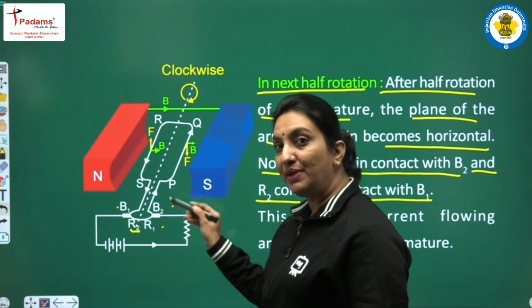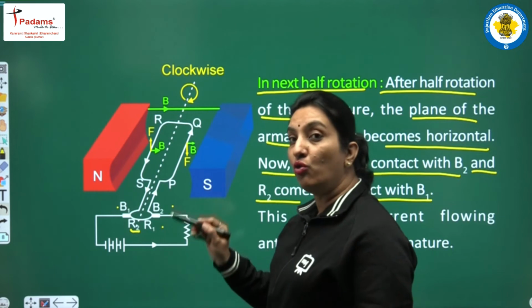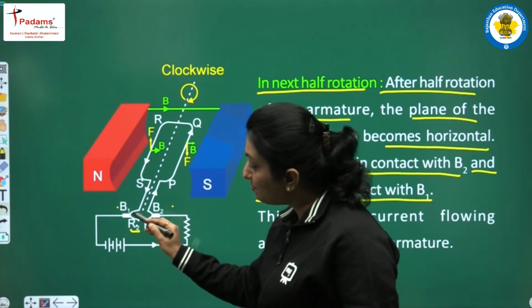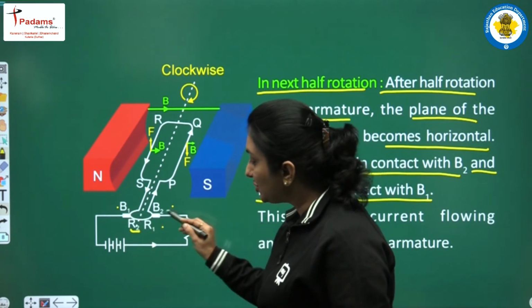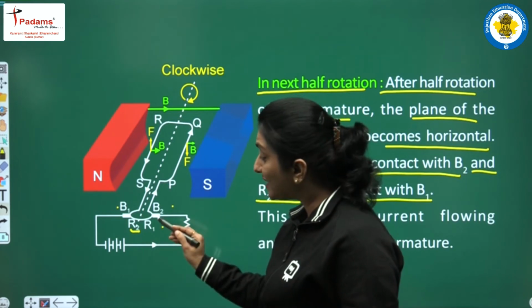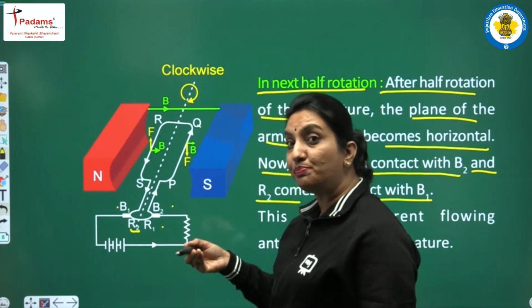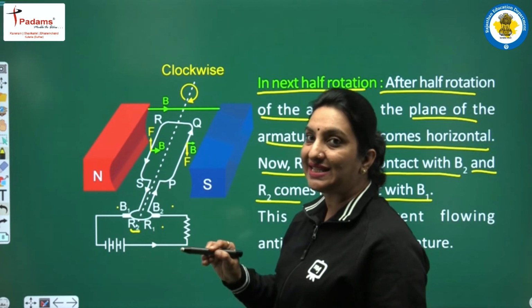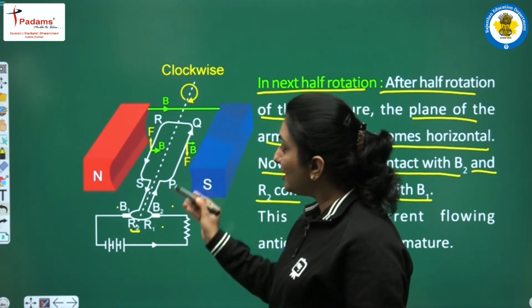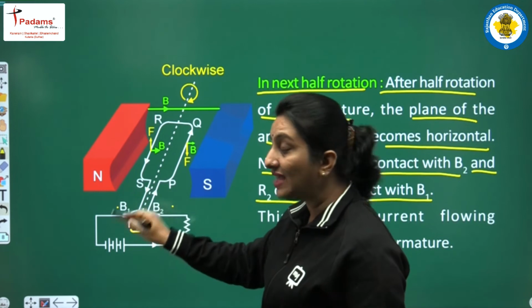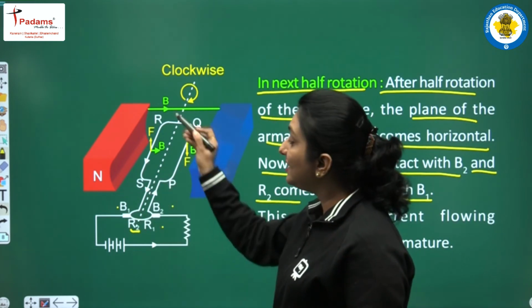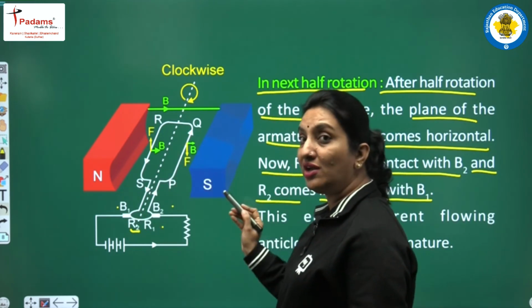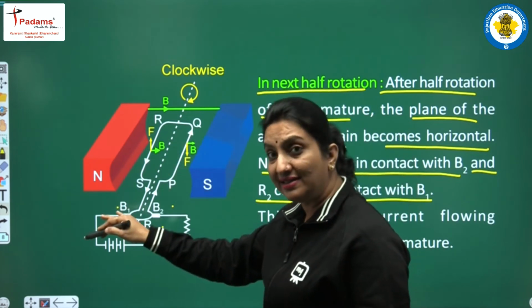Since these split rings have moved over the axle, these brushes are fixed here. These brushes are not moving, the brushes are fixed. Now what has happened is that the split ring has moved over the axle. So this PQ part which was on that side has come on this side, and this RS part which was already on this side has come on that side.